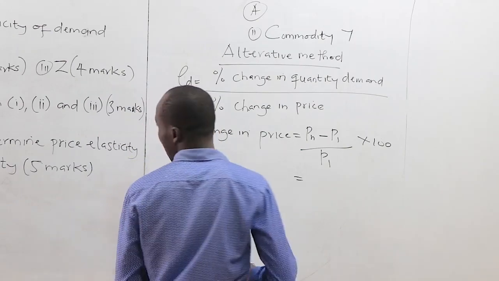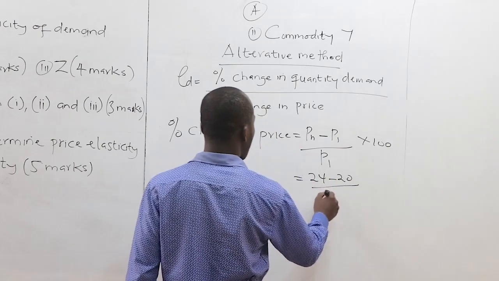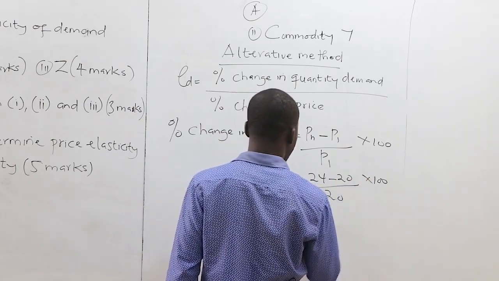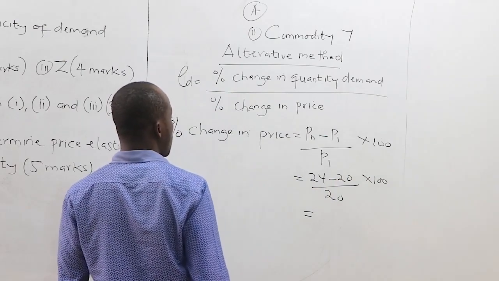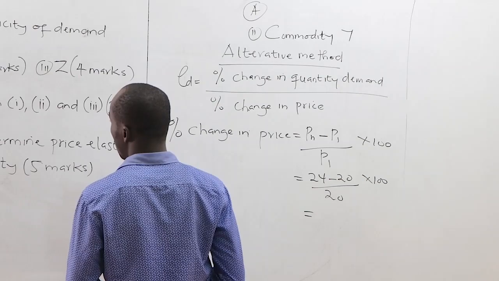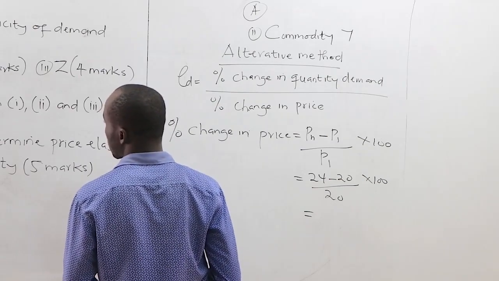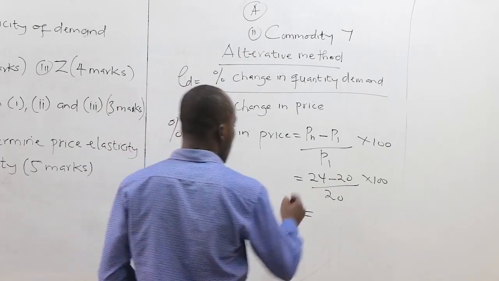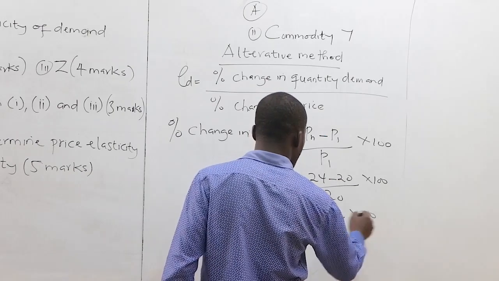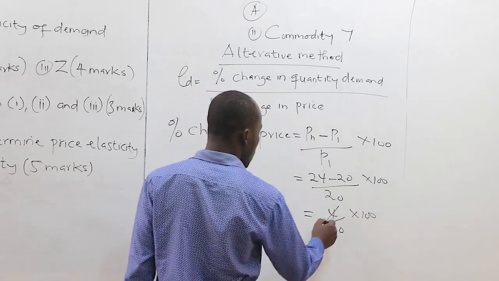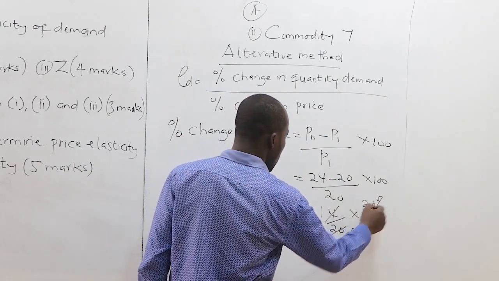What's the new price? The new price, from what we said, was 24. The initial was 20, divided by the 20, times 100. So the new price is 24, the old price is 20. If you subtract, you get 4 over 20 times 100. If you break it down, 4 goes here, 4 goes here, 5. You're going to get 20%.